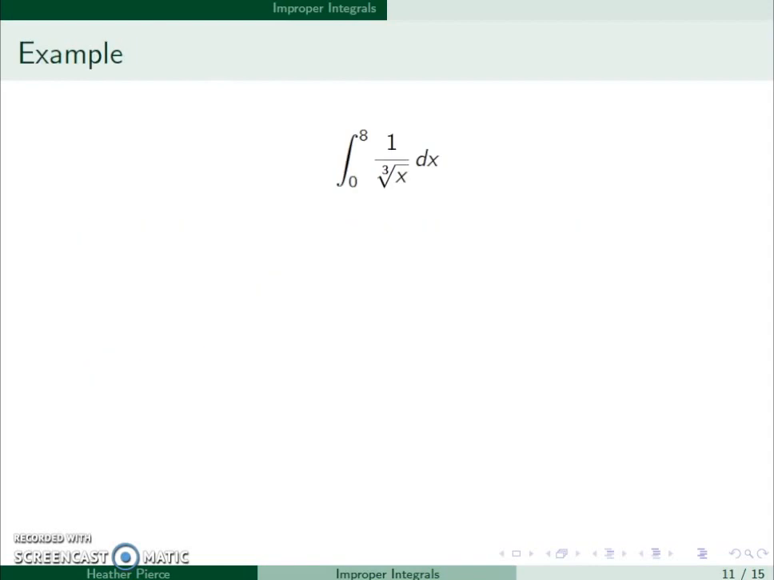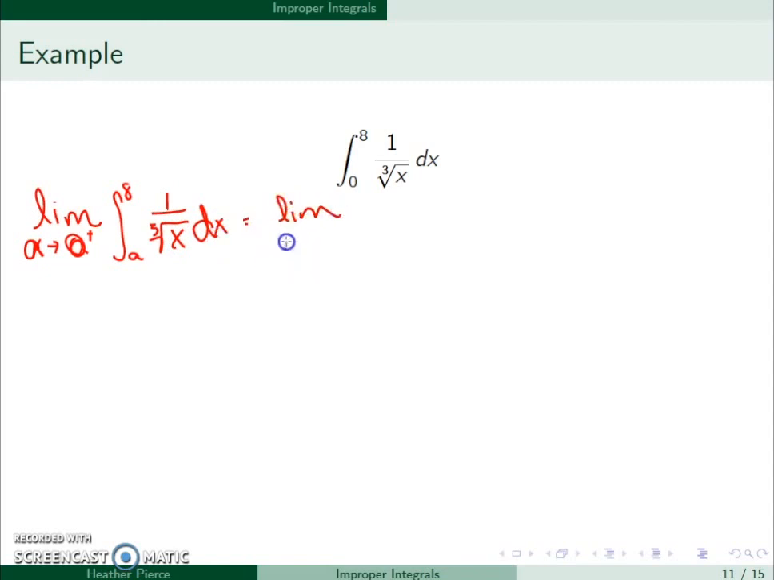So for example, you'll notice that for this integrand, if I stick in 0, I get 1 over 0, which is undefined. In addition, the limit as x approaches 0 from the right of 1 over x is going to be infinity. So it does fall into our case. So this is the limit as a approaches 0 from the right of the integral from a to 8 of 1 over the cube root of x dx.